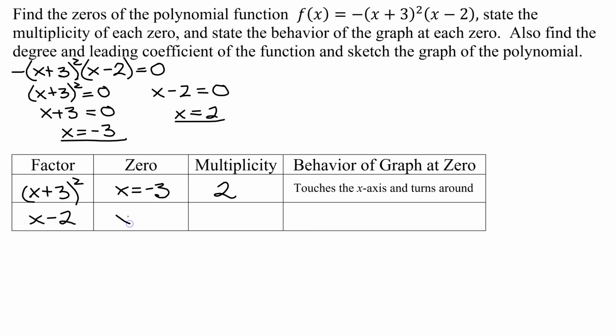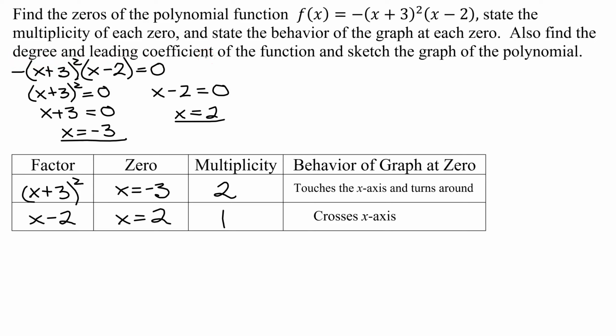Looking at our next factor, I have x minus 2. Its zero was x equals positive 2. How many times did this factor occur? Just 1 time. So its multiplicity is 1, which is an odd number, and that means that the graph will cross the x-axis at that zero. Next, I need to find the degree and the leading coefficient of the polynomial.